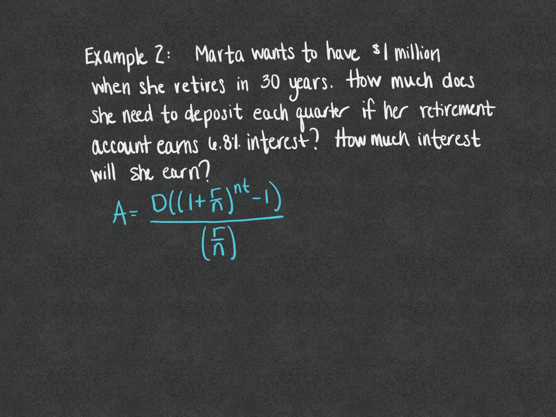So again, going through, she wants to have $1 million. That is the future value. 30 years is our time. How much does she need to deposit? That tells us we're looking for D. Every quarter, N is 4, if her account earns R, 6.8% interest. So we have $1 million for the value of A. We're looking for the value of D, 6.8% interest, making a quarterly deposit.